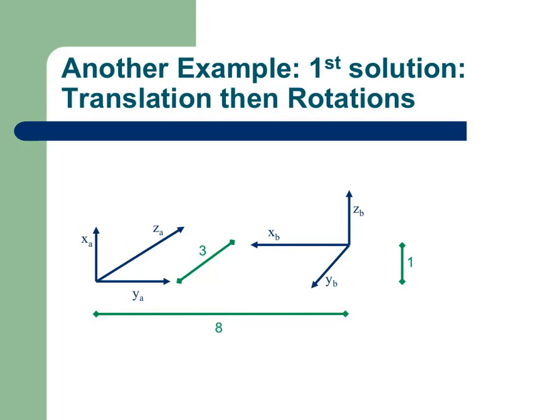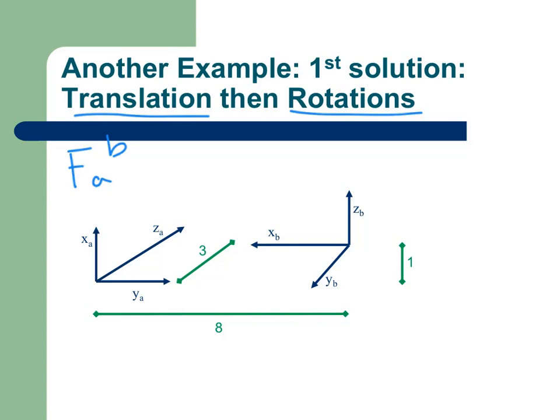So there are a bunch of solutions to figuring out how to transform the A frame into the B frame. Let's do an example first where we start by doing the translation, and then we'll do the rotation. So I want to figure out the frame transform from A to B, and the first thing I'm going to do, I'm just going to list the movements that I make.